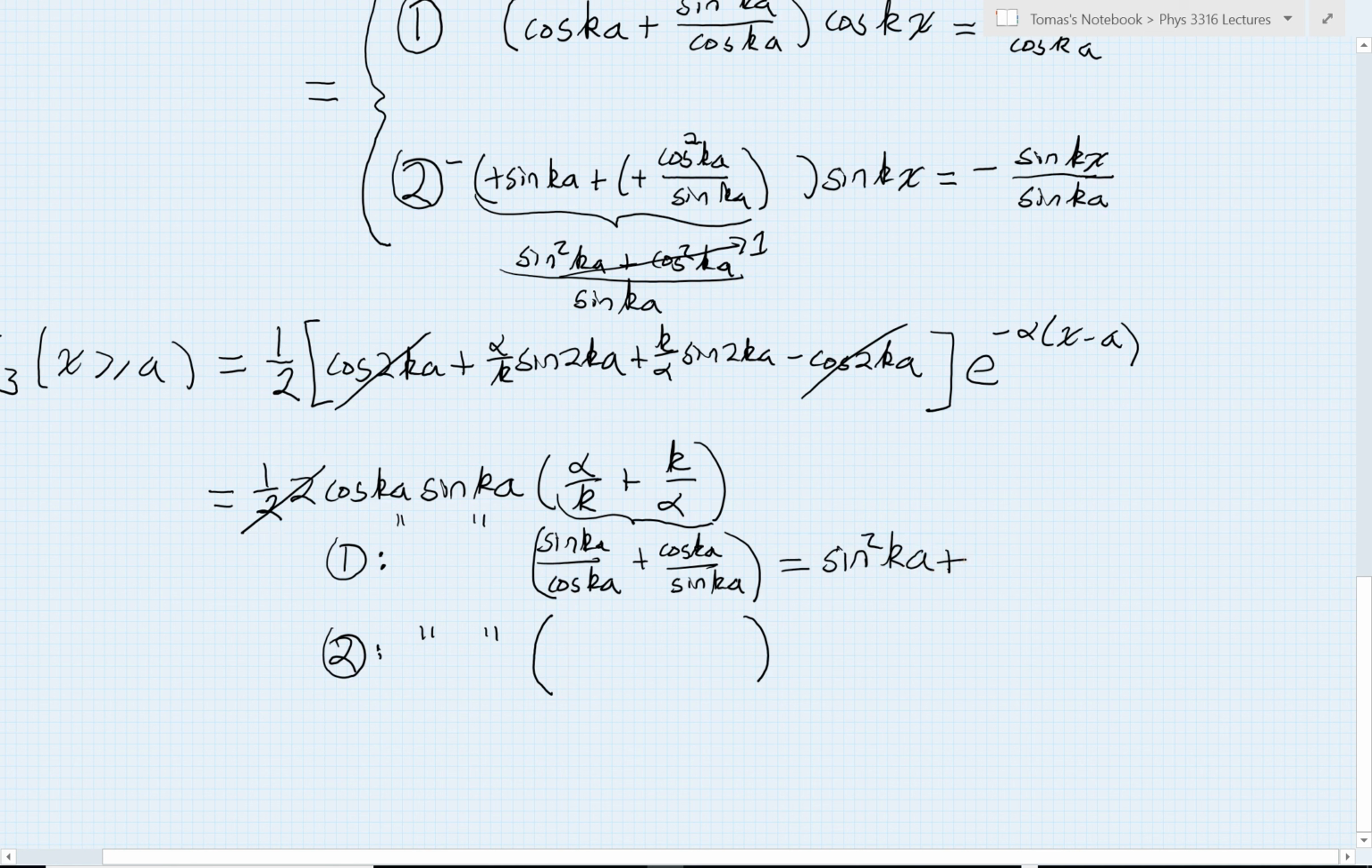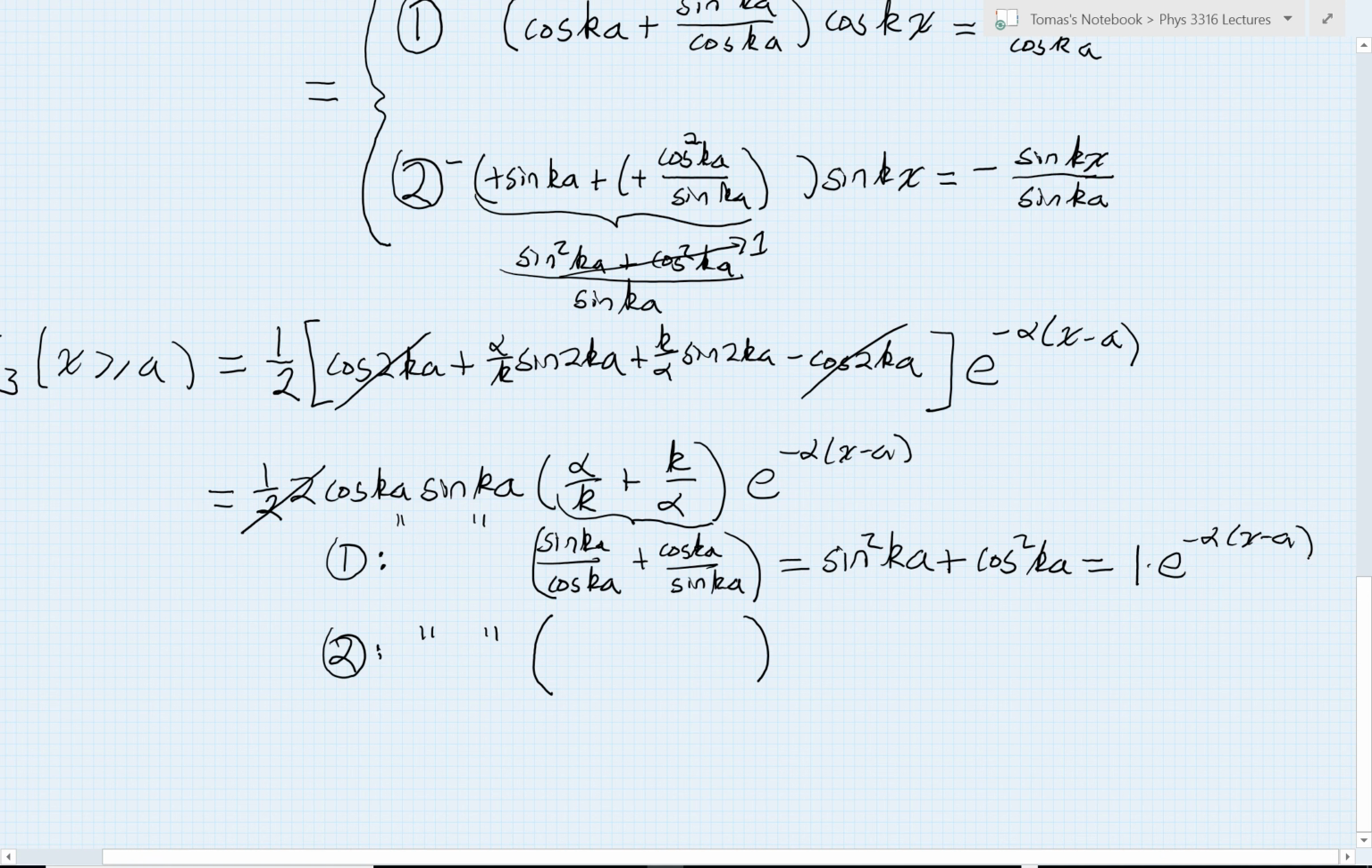Plus, then, when I look at the second term, the sines cancel, and I have cosine squared ka, and oh, look at this. Look how beautiful it comes out. This comes out just to have a value of 1. Which, in some sense, of course, is the prefactor that I'm writing down. I had neglected, I see here, to include my decaying exponential, which is fine. So that's 1 times e to the minus alpha x minus a.